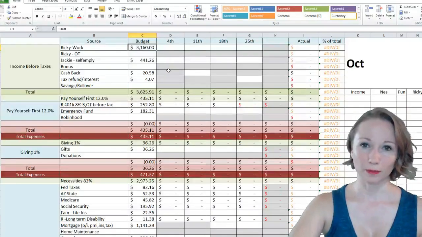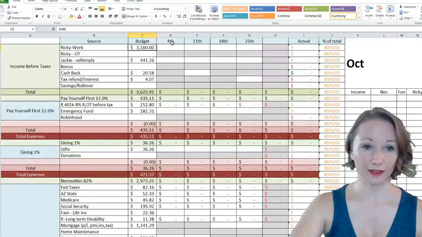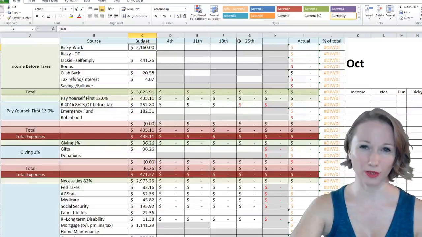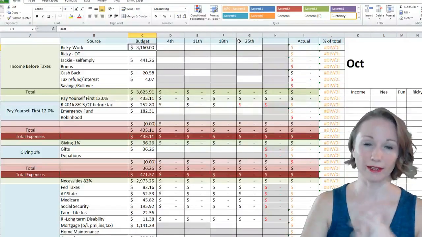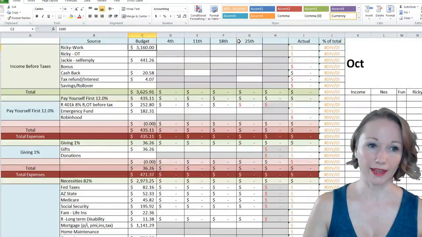So the first thing I do when I'm budgeting out the month is I basically copy whatever template I had from the month before and I create a new tab at the bottom. So we have October, so I changed the month. And then these are the paydays. My husband gets paid every Friday. I'm self-employed, so I get paid kind of randomly. So basically every Friday I reconcile whatever I've made with self-employment, and then we do our budget together like that.